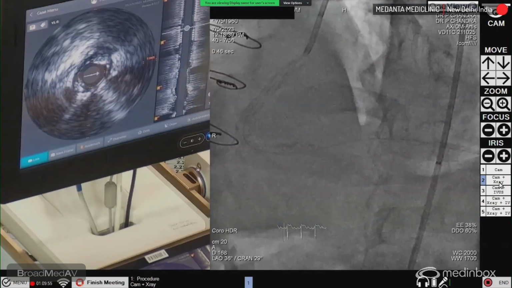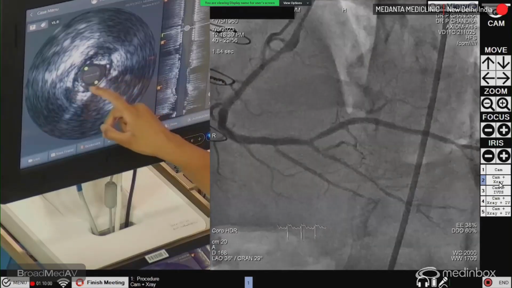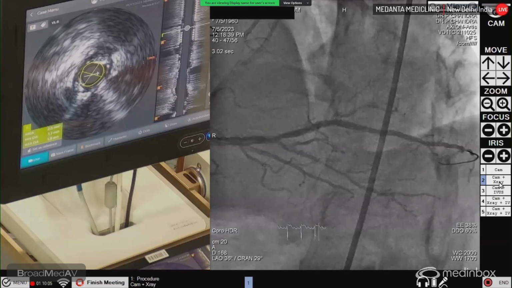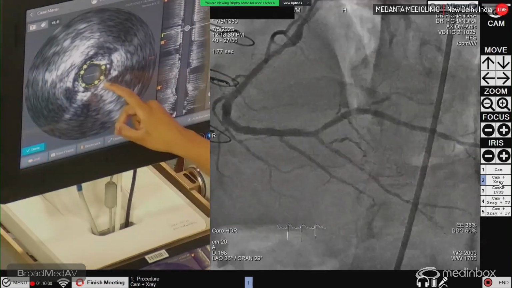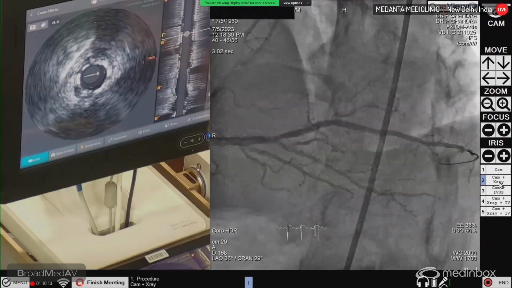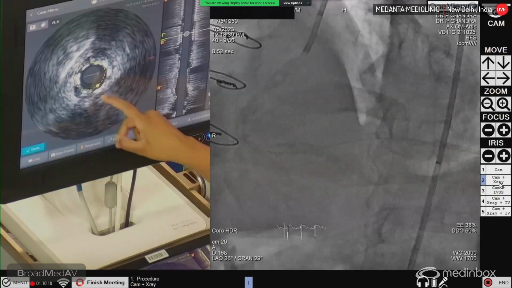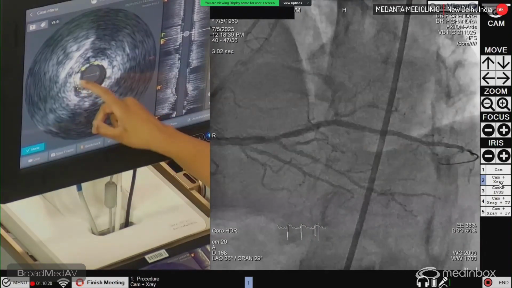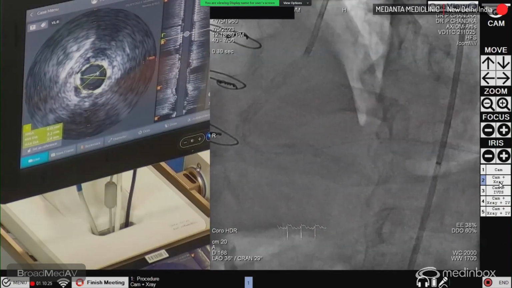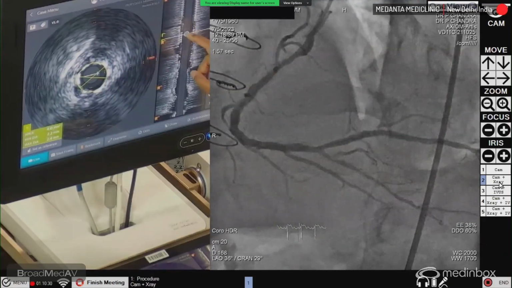Why not? Yeah, we can, because the lumen is how much? How is the lumen there? Lumen-wise, it's good. The lumen is about 2.2 and the area is 2.5. And come to the instant area. This much. So there is no dissection, but there is a small plaque coming inside 4.0. It is about 50%.